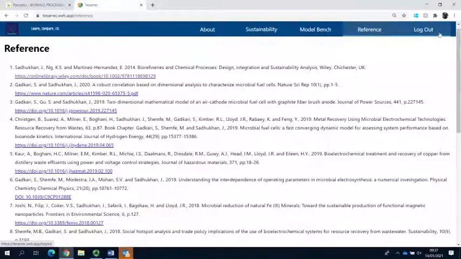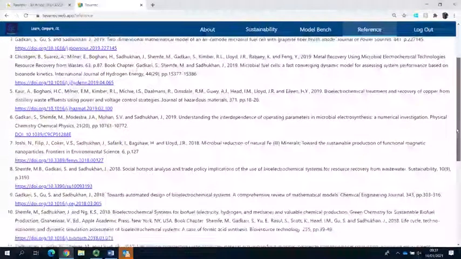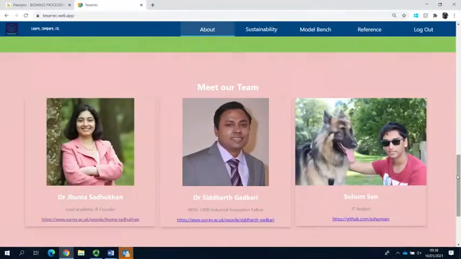On the reference tab on TESARREC, you also will be able to access the references to build the models. TESARREC is expanding, and we are keen to hear from you on new or existing technologies. Please do contact us as shown here if you have a new idea and you want to work with us in new model creation. Looking forward to collaboration. Thank you.